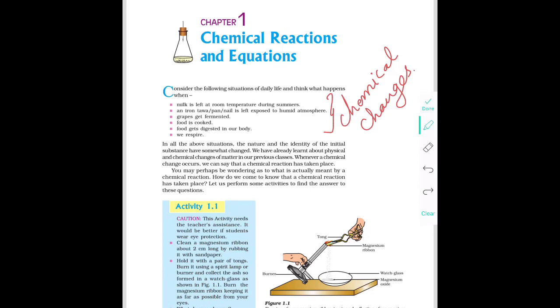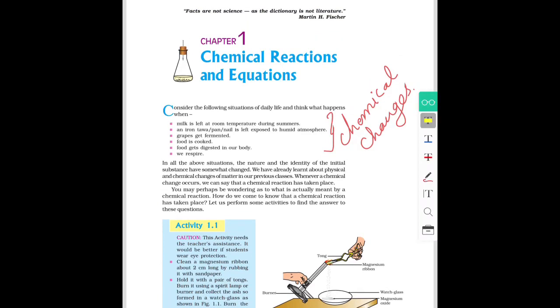What we are going to study in this chapter is chemical reaction, which occurs only when a chemical change occurs. So, there is a close relation between chemical change and chemical reaction. You may perhaps be wondering as to what is actually meant by chemical reaction. How do we come to know that a chemical reaction has taken place? Let us perform some activity to find the answer to this question.